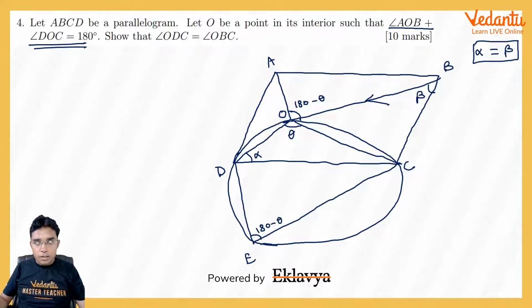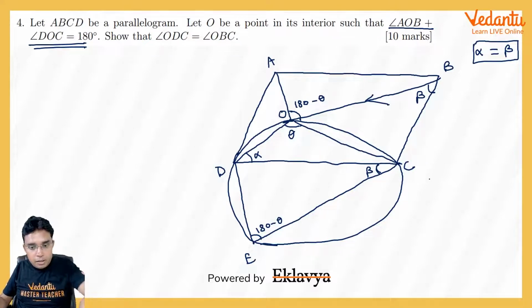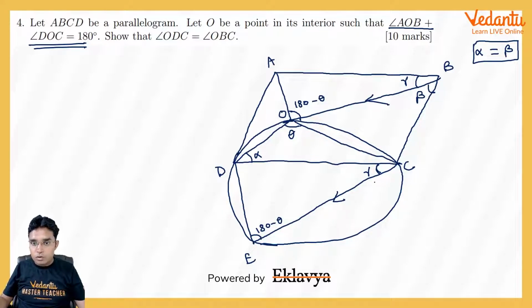Okay, because of this OCED being cyclic, now this angle here has to be equal to beta only, because this DC, not beta, I think I made a mistake. This angle, if I call this gamma, will be gamma here, because DC and AB are parallel sides, and BO and CE are also parallel as per construction. So this is also gamma. So if this angle is delta, this angle will also be delta only.